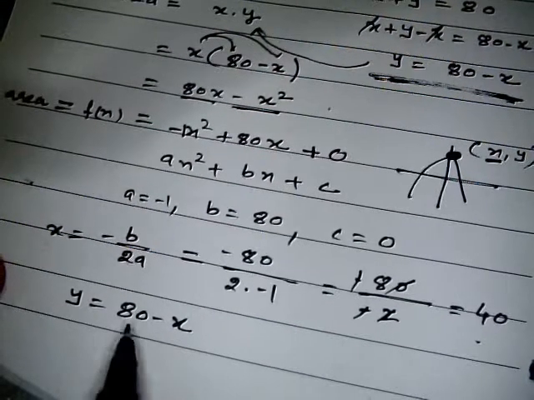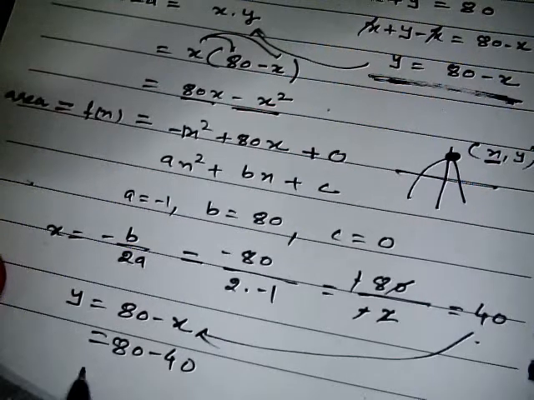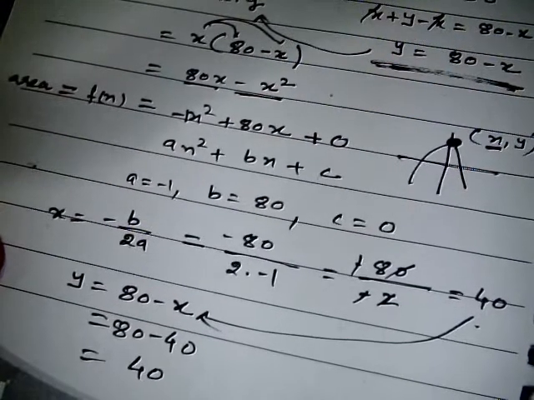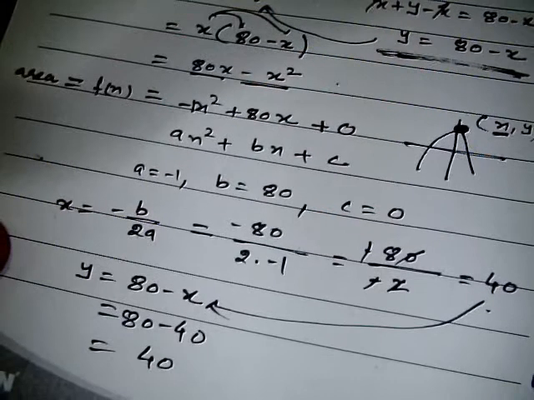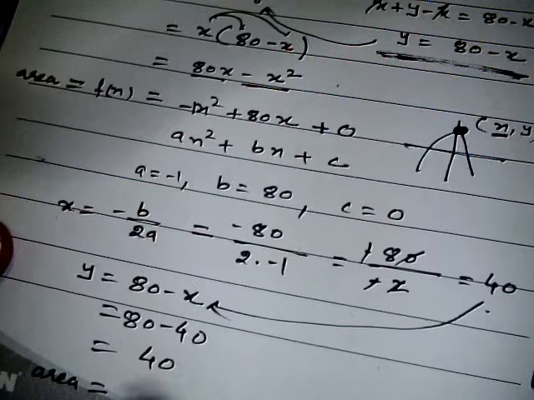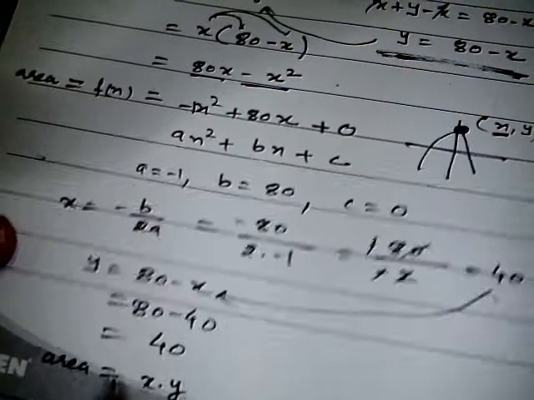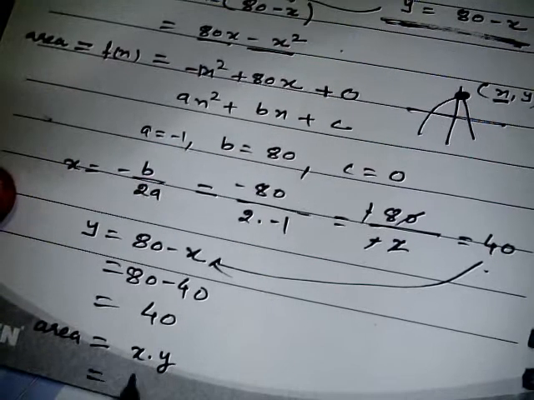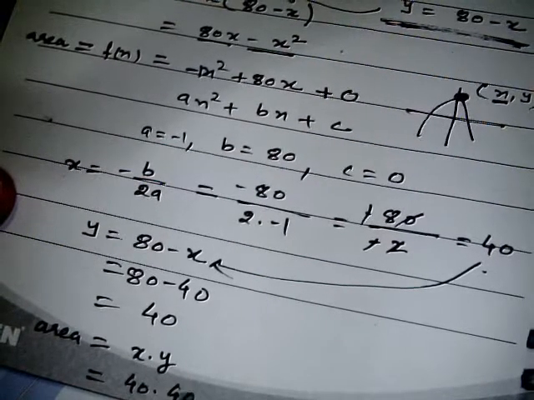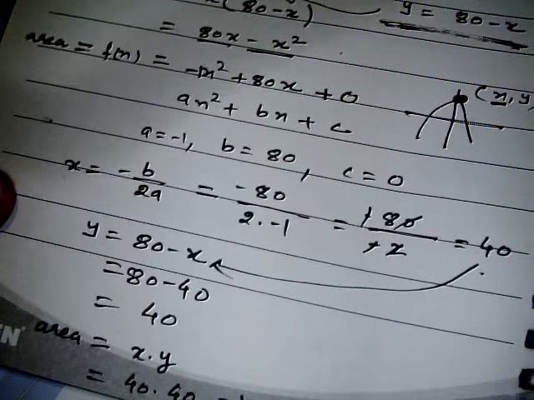So 80 minus 40 is 40, but what I need to calculate is the maximum area. The area is x times y. So x is 40 and the y value is also 40, so the area is 1600 square units, whatever the unit is. So the maximum area of the function is going to be 1600.